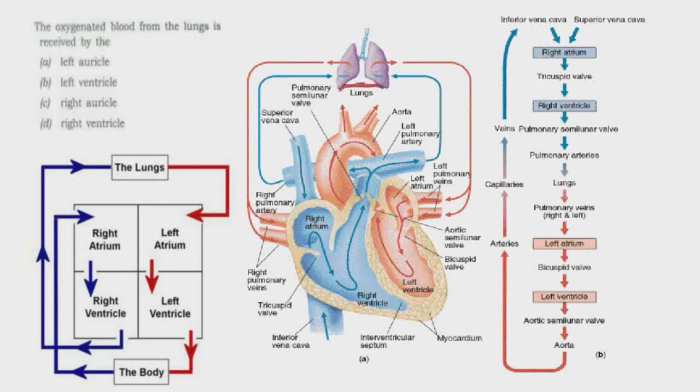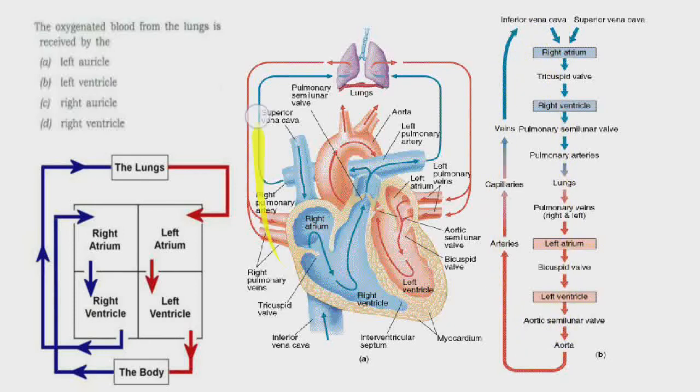Then, with the help of the bicuspid valve, the blood is prevented from coming back to the left atrium. So from the left atrium, blood goes to the left ventricle, aortic semilunar valve, aorta, and then to the arteries and capillaries. With the help of the capillaries, it goes to each and every part of the cell, and then deoxygenated blood is collected in the veins, and then the inferior vena cava will do this. So this is the complete flow of the blood.